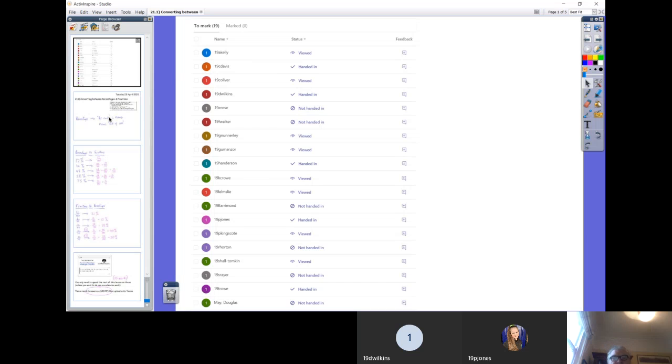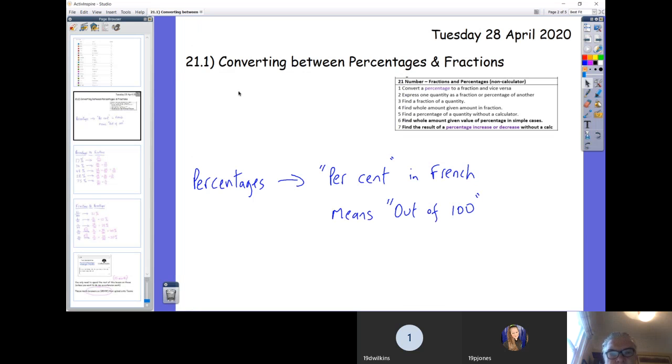So anyway, today's lesson is on 21.1, converting between percentages and fractions. That should be on your screen now, so please shout if it isn't. Just to remind you, percent comes from French and just means out of 100. So when we're doing percentages, everything is out of 100. I'm going to talk you through some examples, going percentages to fractions, then fractions to percentages. We've seen this all before, so think of this as a bit of a revision lesson.